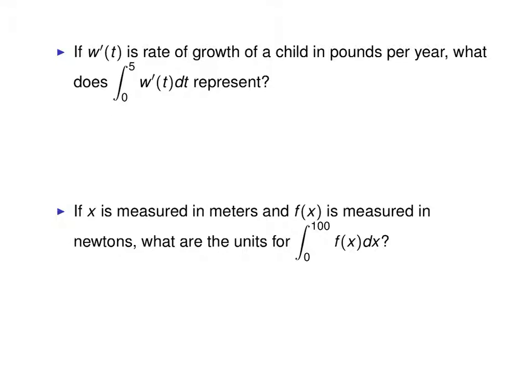Okay. So suppose that W prime of t is the rate of growth of a child in pounds per year. What does this represent? Think about this. This would be W of 5 minus W of 0, wouldn't it, if you did the antiderivative? Does that make sense? And if W prime is the rate of growth, this tells you the child's weight at 5 minus the weight at 0.